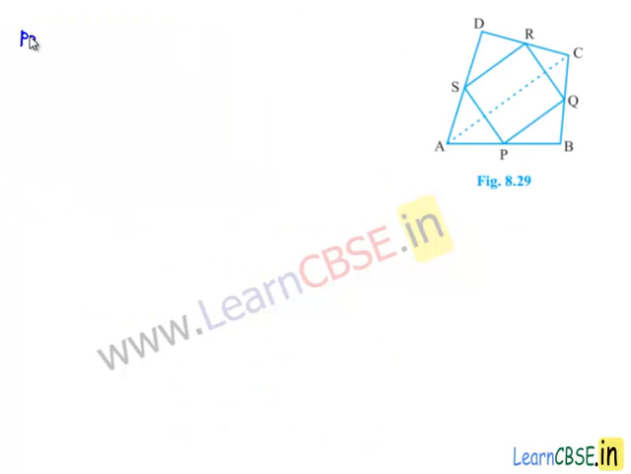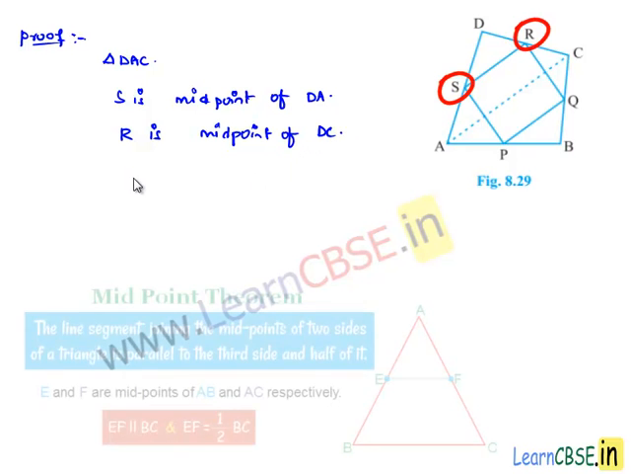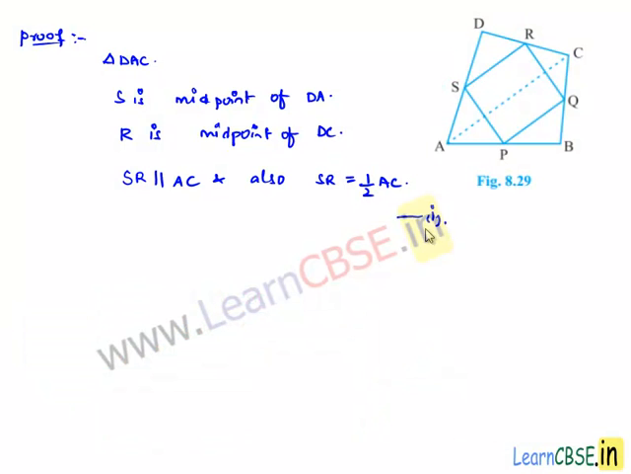Now, in order to prove those, let us follow a procedure. Initially, let us consider triangle DAC. In triangle DAC, S is midpoint of DA and R is midpoint of DC. Then from midpoint theorem we can say that SR is parallel to AC and also SR will be equal to half times AC. This is what our first proof required.